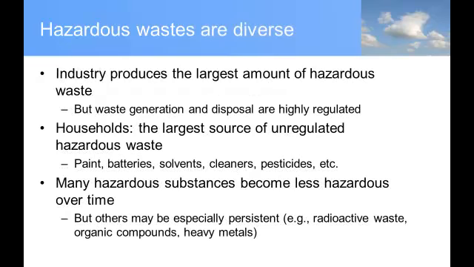Industry generates a lot of hazardous waste, but the generation and disposal of hazardous industrial waste is highly regulated by state and federal laws. Households also generate lots of hazardous waste that is largely unregulated. These include a lot of things like paints and batteries and solvents and cleaners that people use in their homes. As we talked about in an earlier chapter, many hazardous substances can degrade and become less hazardous over time, but others, including heavy metals, many organic compounds, and even radioactive waste, can be very persistent over time.